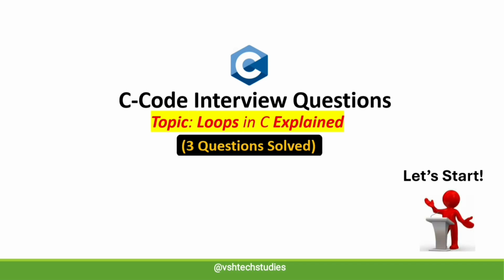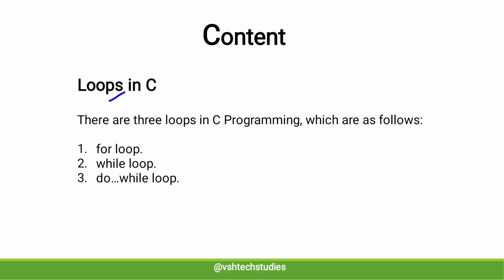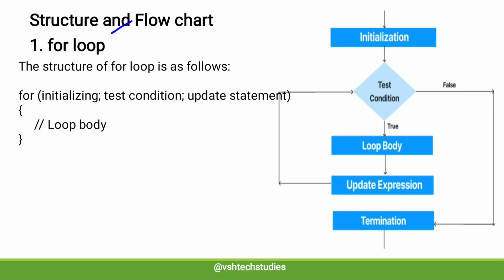Let's start the session. First, we shall know how many loops are there in C. There are 3 loops in C programming. They are first one for loop, second one while loop, third one do while loop. So next with structure and flowchart of loops, we can get to know the working of them. First one, let us take a for loop.